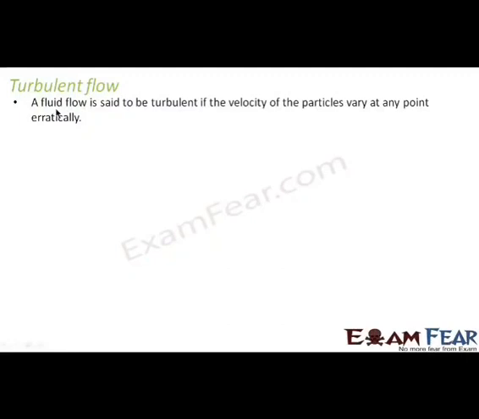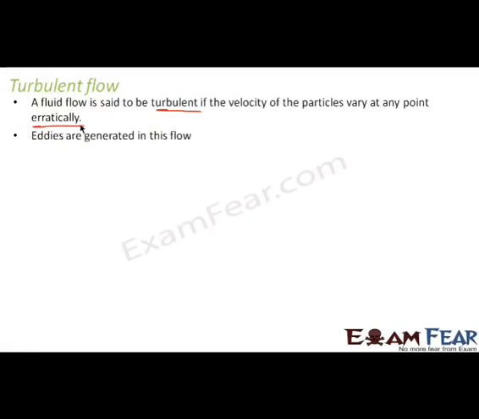Next topic is turbulent flow. A fluid flow is said to be turbulent if the velocity of the particles varies erratically at any point. That means there is no order. It is something like the fluid particles keep moving here and there with random velocity. So any particle can have any velocity at any point of time, and there is no particular organized way of flow of the particles.